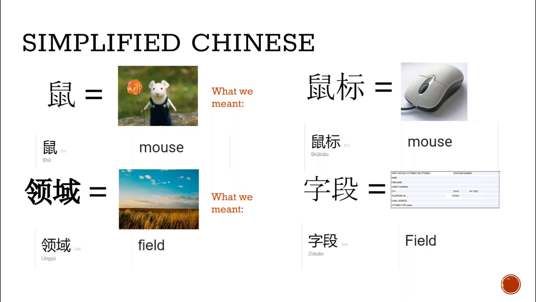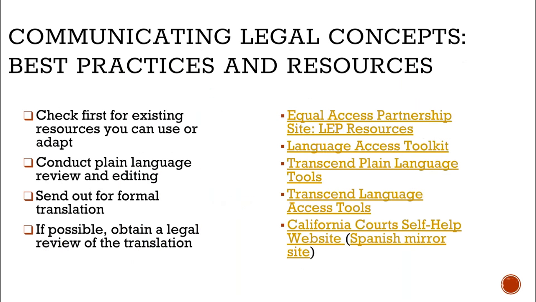But for field, you really are talking about two very different words. You have the field of wheat, and then you have a form field. Completely different terms in Chinese. So the benefit that you get from having a human translator as opposed to a Google Translate program is that that person can understand or ask, you know, what kind of document is this? What is the larger message of this document? How will the document be used? Who is the intended user of this document? Who's going to be the reader?